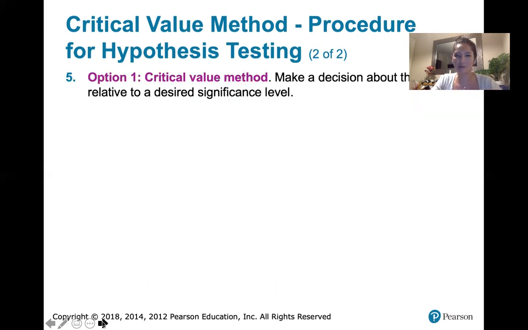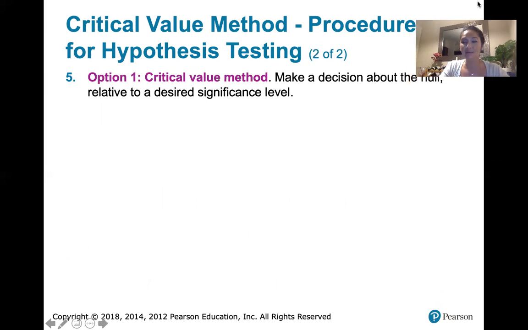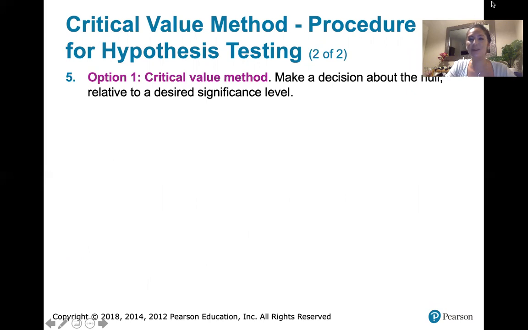And then here is where we get into the critical value method. I'm going to outline it for you, then I'm going to define a few terms, and then we'll go back to this list, and then we'll actually apply it in a particular example. So here is the critical value method for testing a hypothesis. We're going to use this to make a decision about the null.